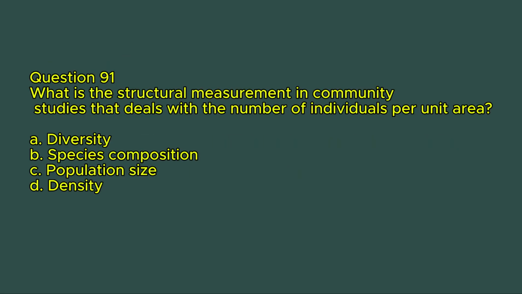Question 91. What is the structural measurement in community studies that deals with the number of individuals per unit area? A. Diversity, species composition, population size, density.